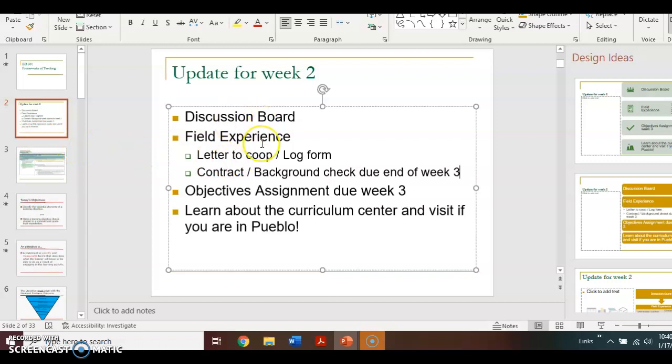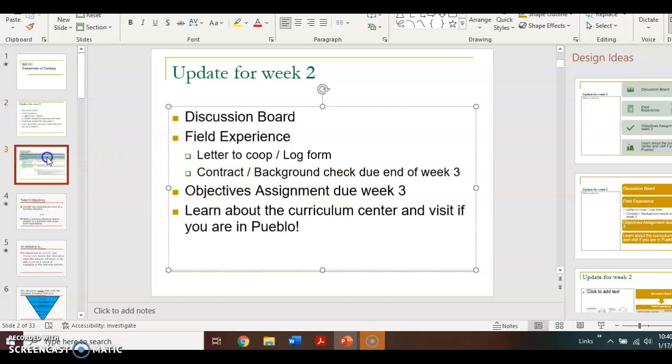First thing, just an update for week 2, like we've discussed before. Make sure you're doing your discussion board activity, your field experience. You need to get the letter. There's a letter in the field experience folder to give to your cooperating teacher. You have a log that you need to fill out, and you also need to make sure you get your contract in to Mary Sandoval by week 3, and then you'll be doing your objectives assignment.